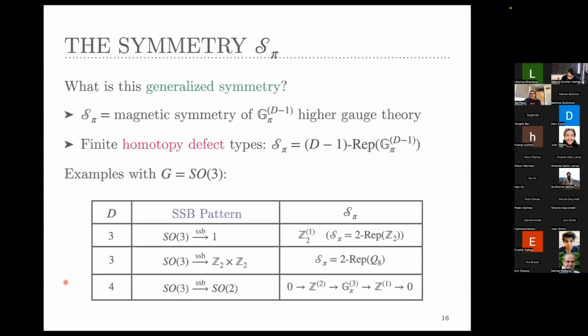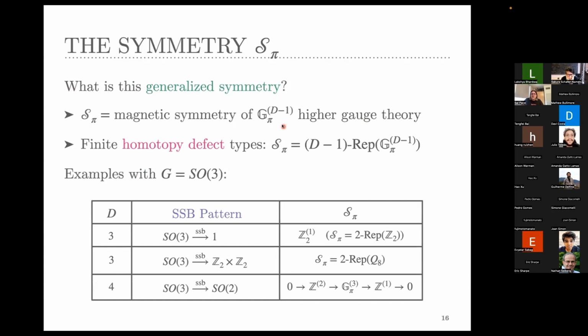So let's talk about the symmetry more generally. Now I want to ask, what is this generalized symmetry? We know there are topological defects detecting the homotopy defects, but I want a label for the generalized symmetries, and I want this label to tell me how the symmetry defects fuse. So before building up to the answer, let me just tell you the answer right now. It turns out that this generalized symmetry is actually the magnetic symmetry of some higher gauge theory.